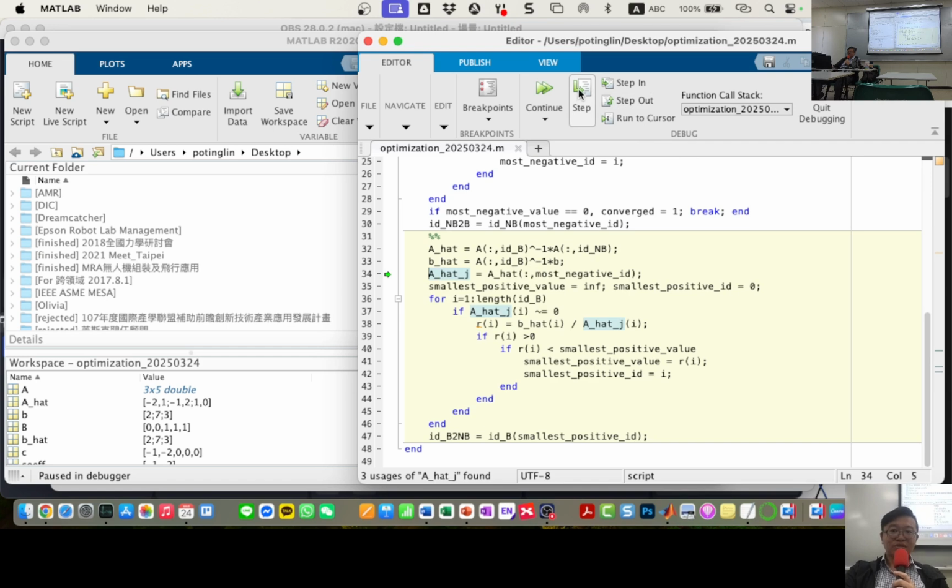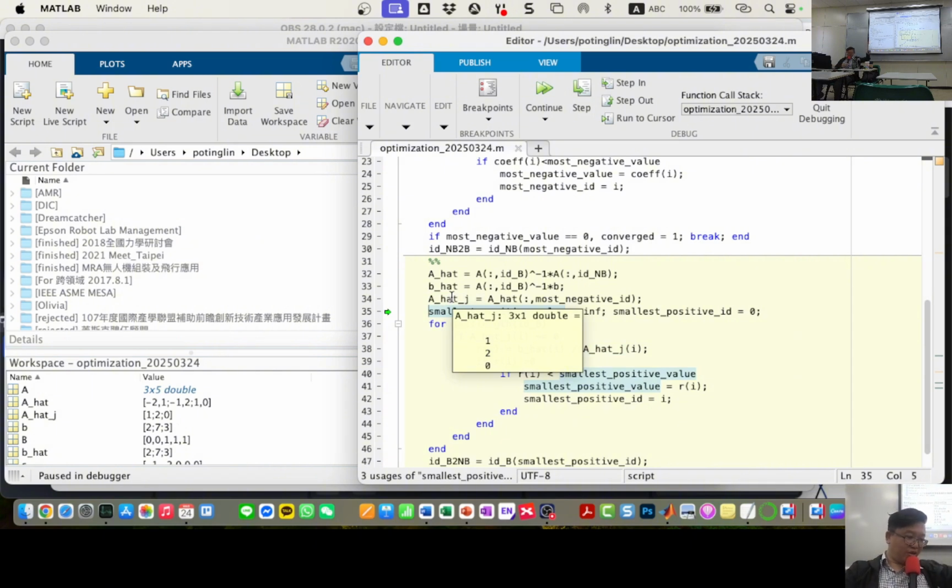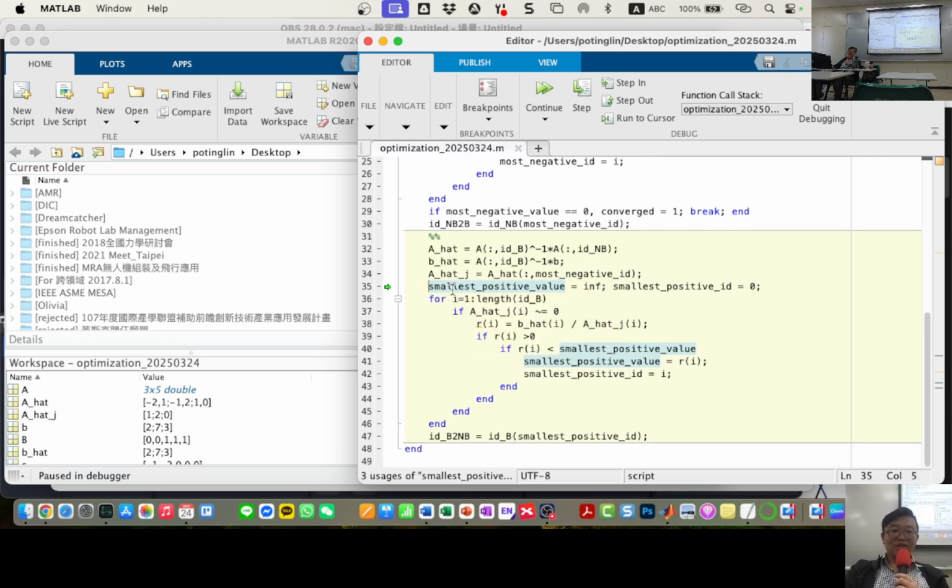Now, choosing the jth column, I am using the most, yes, this is okay. So the jth column, so the A hat J being, so second, like our notes, the second column being chosen. So 1, 2, 0. Okay, now set up smallest positive value as infinity and ID 0. Okay, now do the ratio test.